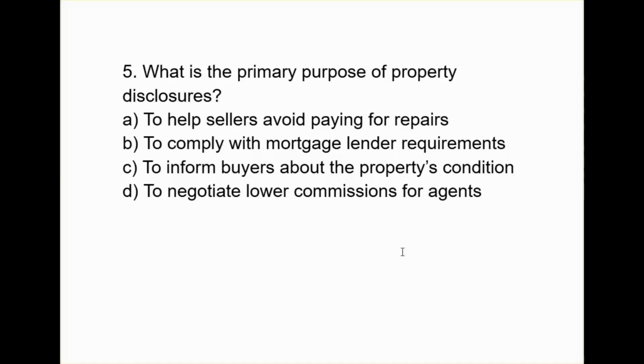What is the primary purpose of property disclosures? A, to help sellers avoid paying for repairs. B, to comply with mortgage lender requirements. C, to inform buyers about the property's condition. D, to negotiate lower commissions for agents.